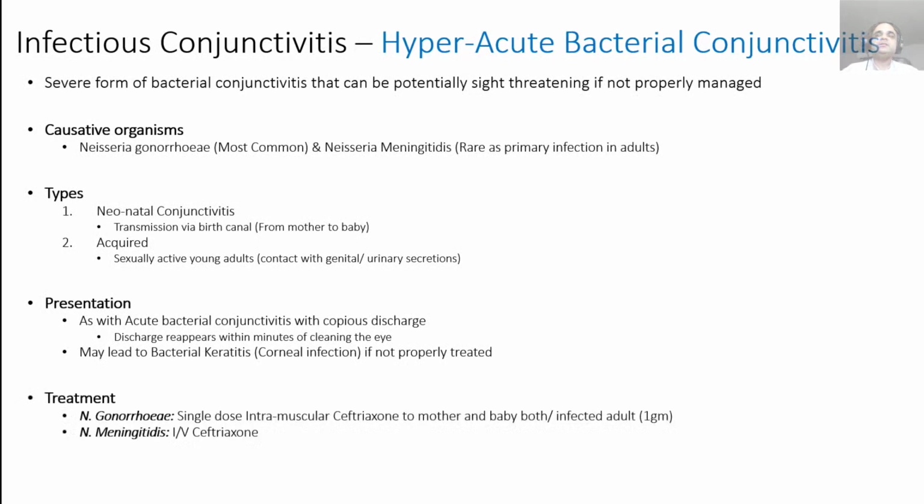And the treatment is rather simple. For Neisseria gonorrhea, it's a single dose of intramuscular ceftriaxone to the mother and baby. To the adult, it's 1 gram injection. To the baby, it is by weight. For Neisseria meningitidis, it's the same, but with an intravenous route of administration.